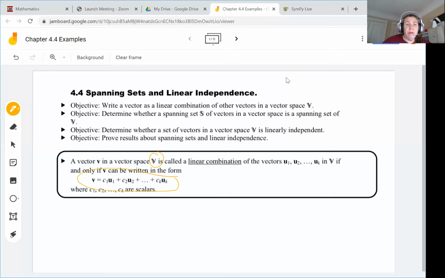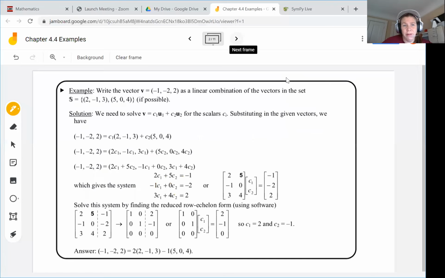When we say linear combination, we mean a constant multiplied by each of these vectors U1 through UK, different constants for each vector, of course. Constants are C1 through CK. You can think about it as a scalar multiple if you're thinking about scalars and thinking about the vector space might be matrices or different types of spaces or ordered pairs. So if V can be written as a sum of these constants or scalar multiples multiplied by each of the vectors U1 through UK, then V is called a linear combination of those vectors. So let's take a look at examples.